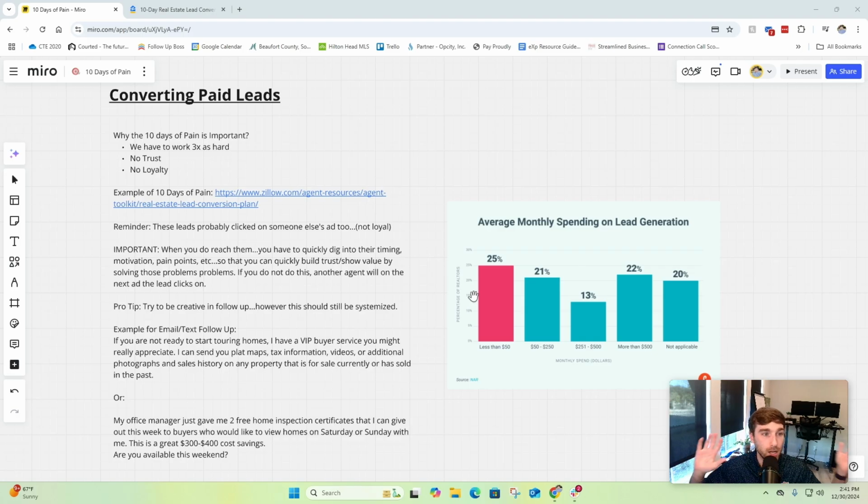Why is it important? First of all, you have to understand that we have to work 3 times as hard with online leads than we do with our sphere of influence, or people that already know, like, and trust us, right? Someone that comes to us from an online lead source, they just simply click on an ad and there's no trust, there's no value, there's no brand identity. They have no clue who we are. As a matter of fact, they probably don't necessarily want to talk to us. They just want to know what the ad was about, right?